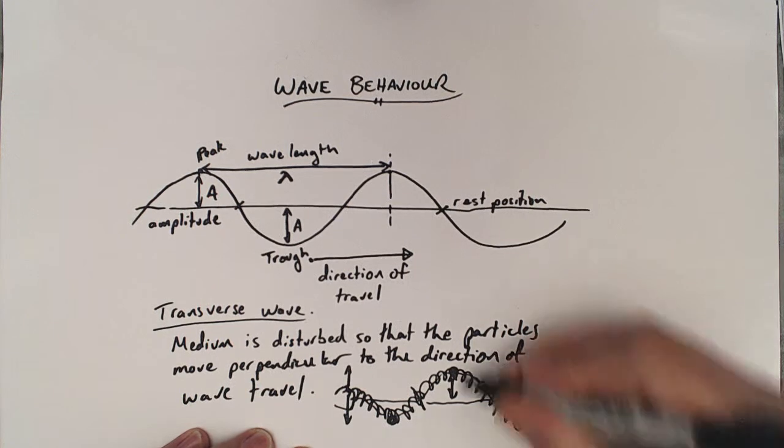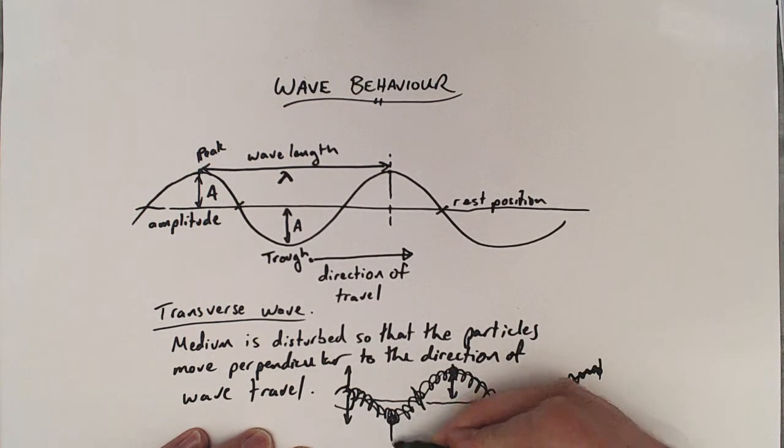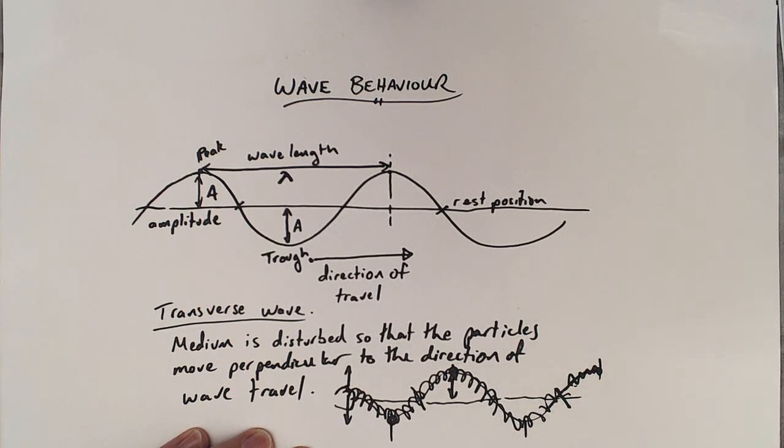And if there's another peak, from peak to peak is one wavelength. Or I could say, hey, from trough to trough is one wavelength. From one point to another identical point is one wavelength. So that's a transverse wave.